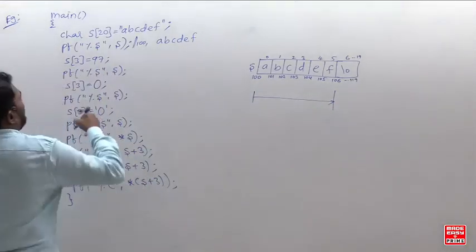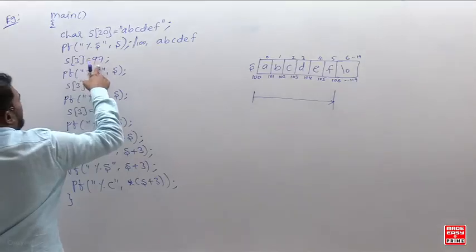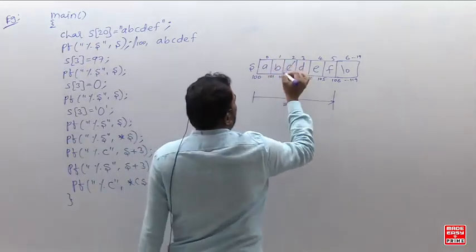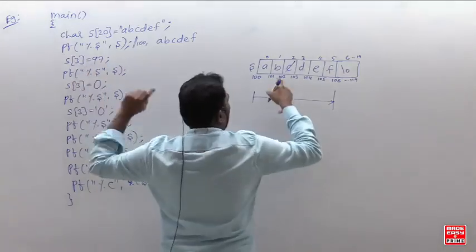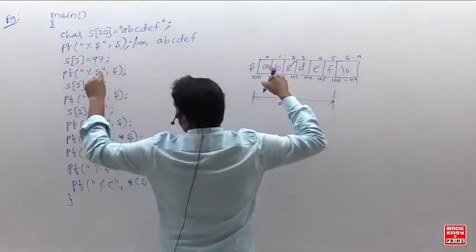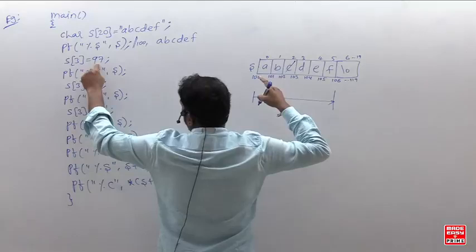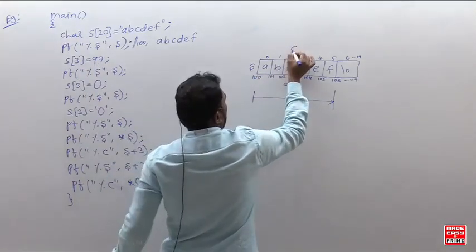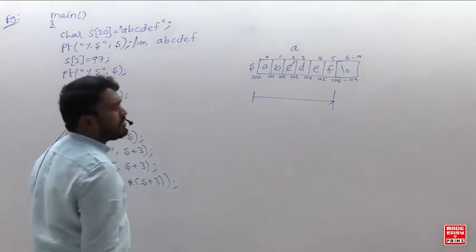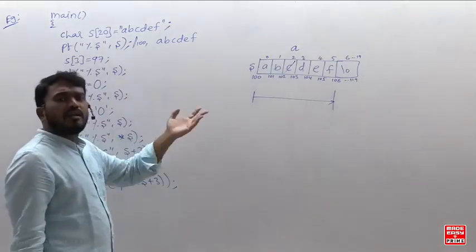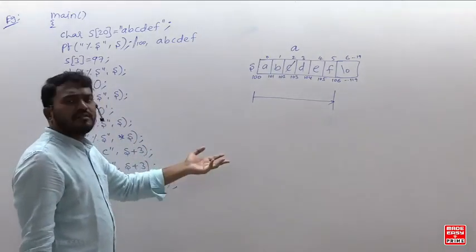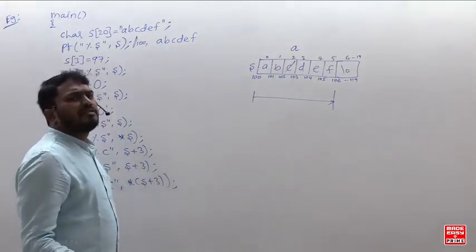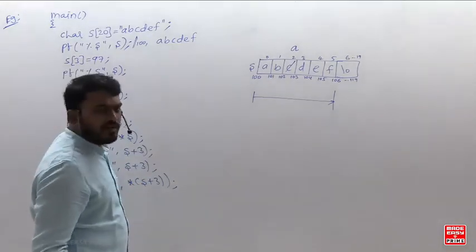Right. And next, S of 3 equal to 97. 97 means what? S of 3 is this one. So we are changing here. I am changing the ASCII value of D here. S of 3 equal to, I am saying 97. So 97 is the ASCII value of what? Small a. So you are changing this to small a. Actually ASCII value होगा. So I am changing that ASCII value, 100 is the value of D, I am changing it to 97. So that will replace it with small a, right?